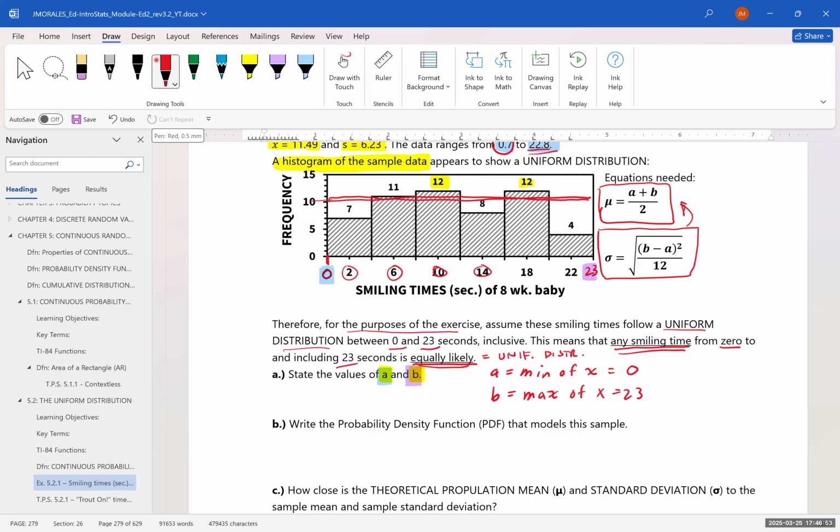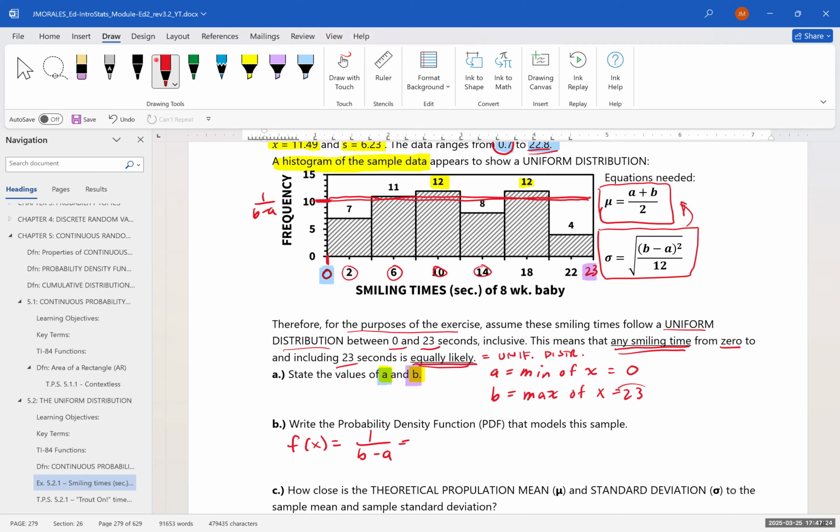Next, write the probability density function that models this sample. So the probability density function is this one. f(x), the function of X, is equal to 1 over B minus A. 1 over B minus A is going to be this value on the y-axis for the frequency, relative frequency, probability. Okay, so let's try and figure that out.